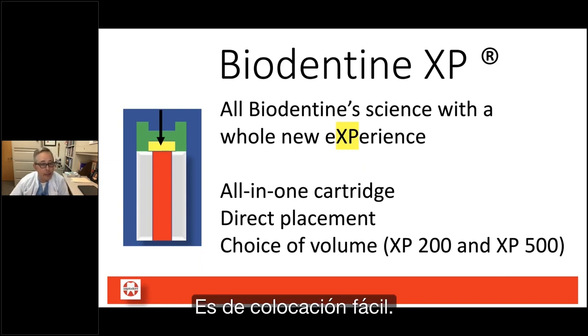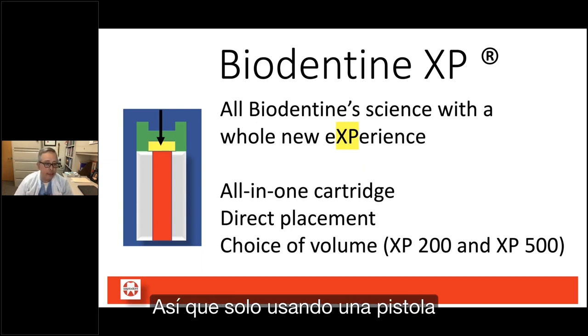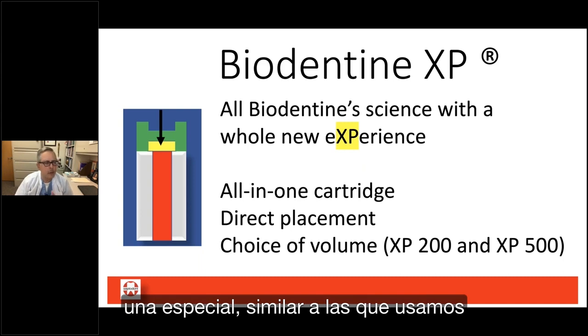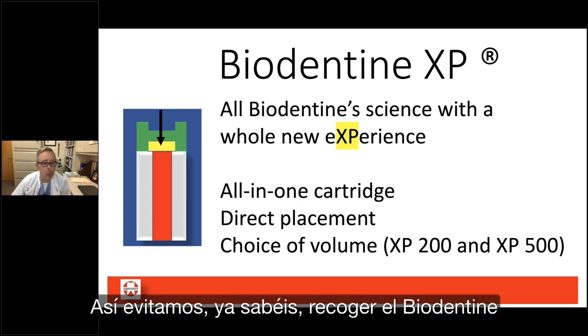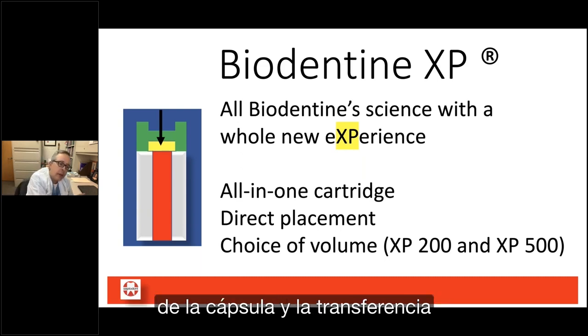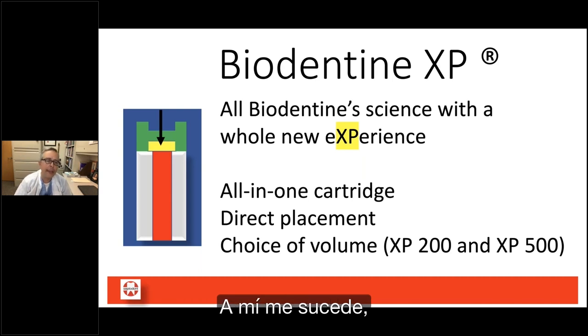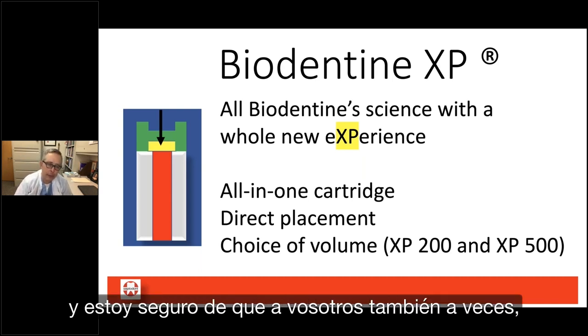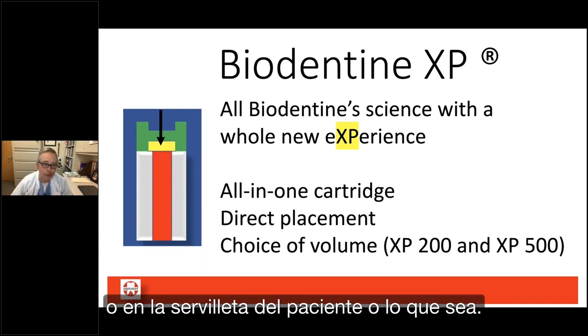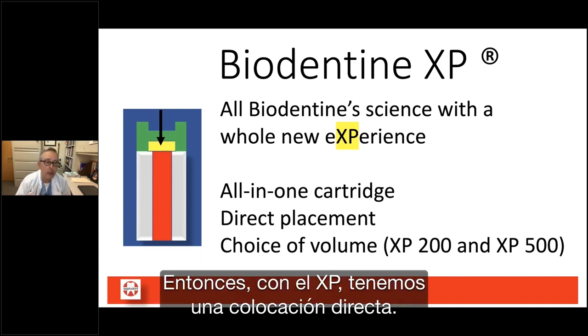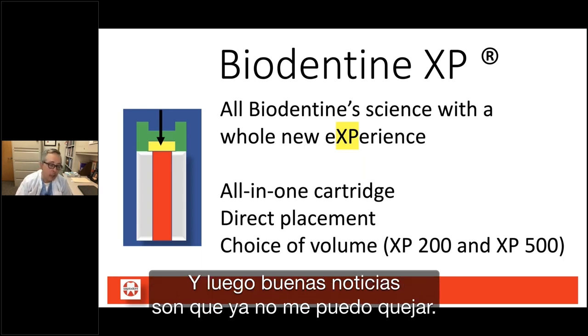It's an easy placement, so you're just using a gun, a special gun, which is similar to the guns that we use for composites. We do a direct placement, so we avoid collecting the Biodentine from the capsule and transferring it into the tooth. That happens to me, and I'm sure it happens to you sometimes. In the transfer, a piece of Biodentine will end up on the floor or on the patient's napkin or whatever. So with the XP, we have a direct placement, and now I cannot complain anymore.